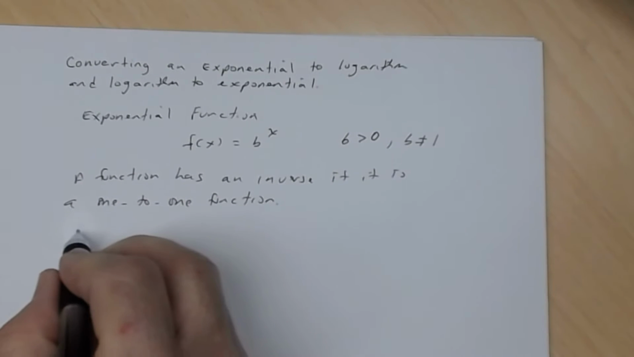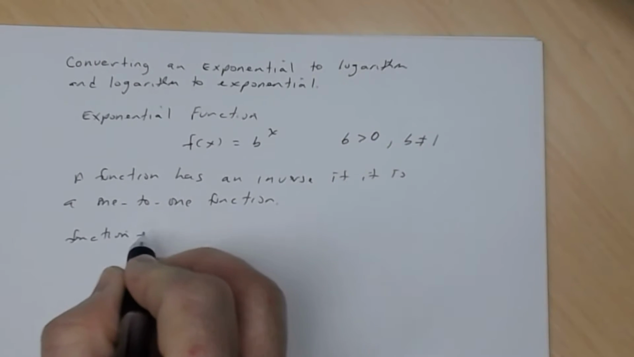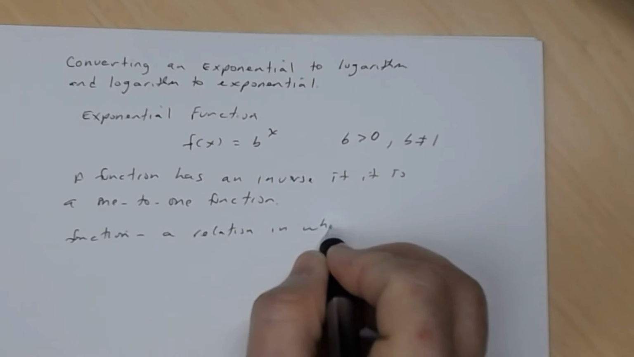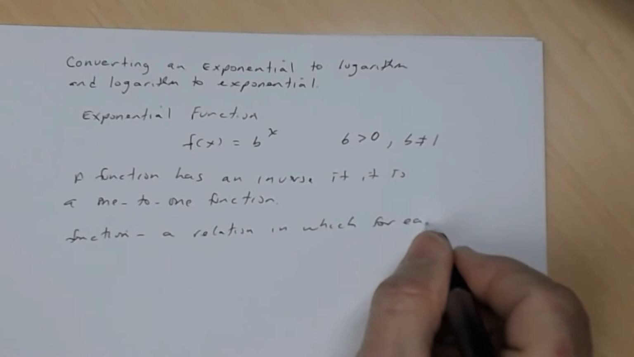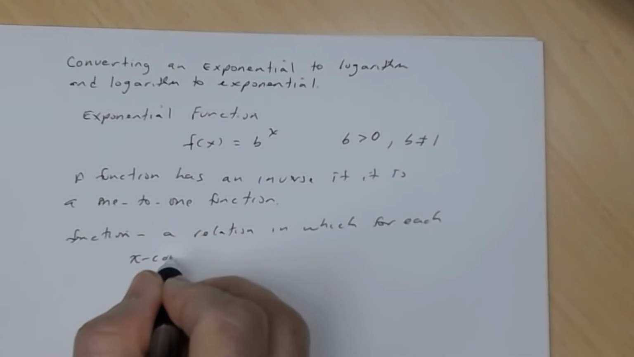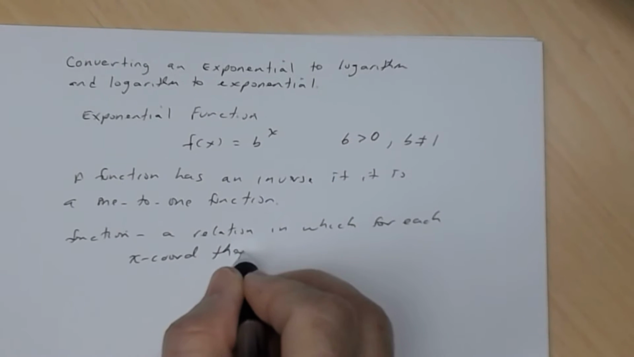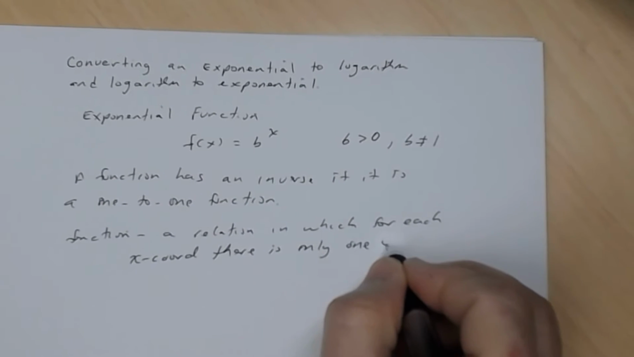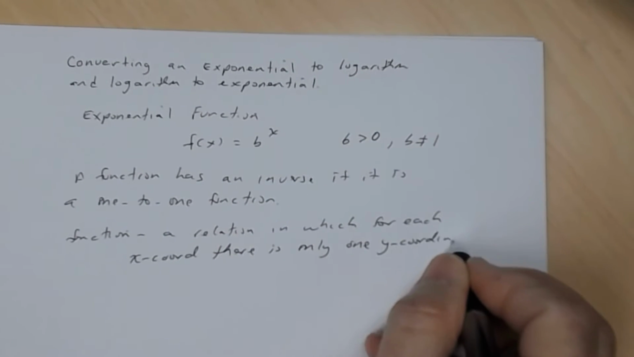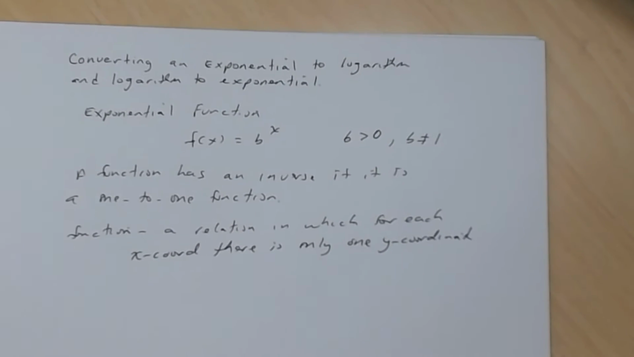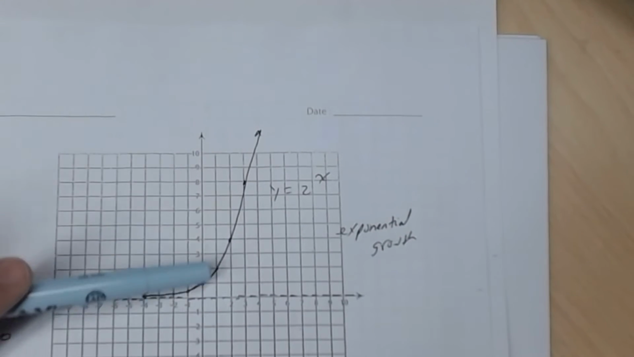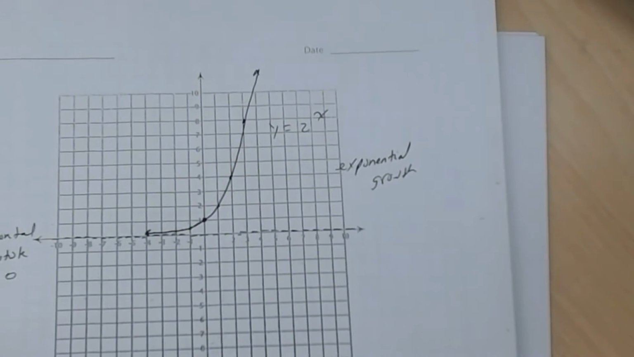Now remember, a function is a relation in which for each x-coordinate there is only one y-coordinate. All right, so we spend quite a bit of time dealing with functions. So these are all functions. Remember, you can use the vertical line test to determine if a graph represents a function.